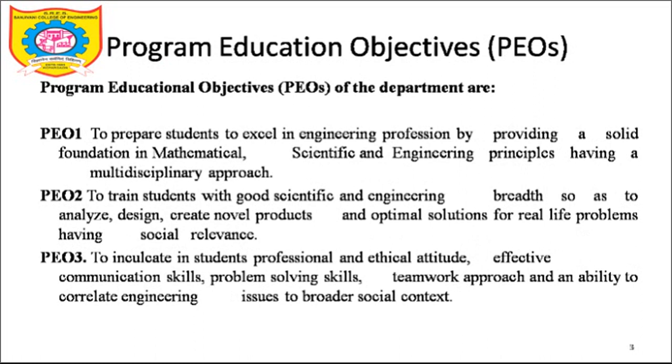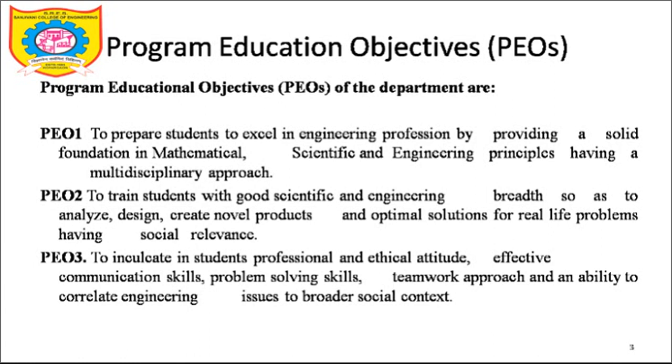Then as we all know, what are the program educational objectives? As all of us know, we usually apply for National Board of Accreditation, NBA. At that time, these PEOs should be known to each and every student. That's the reason why the very first lecture we are looking at is mission, vision, POs and COs that will be carried forward. Now, what is the first PEO?